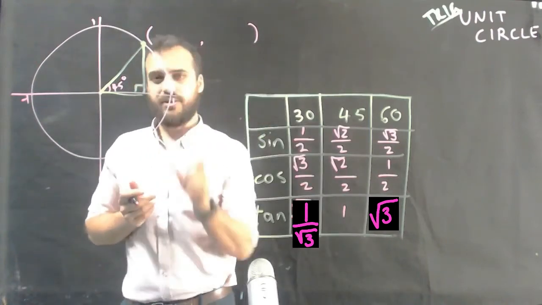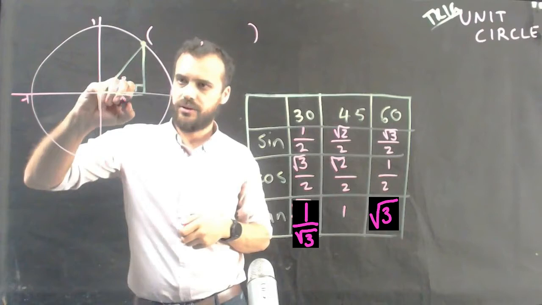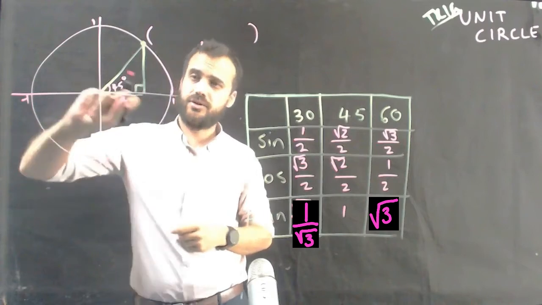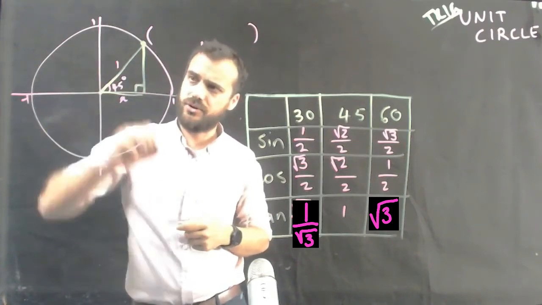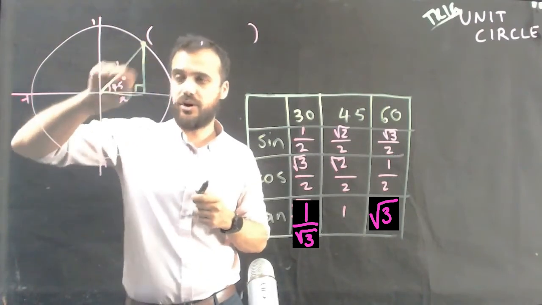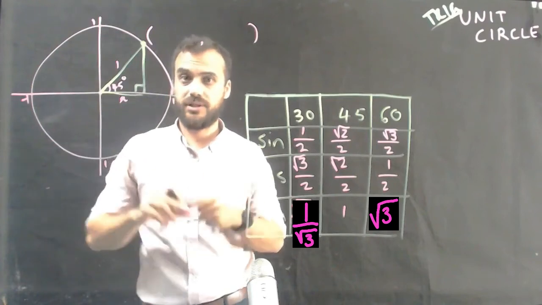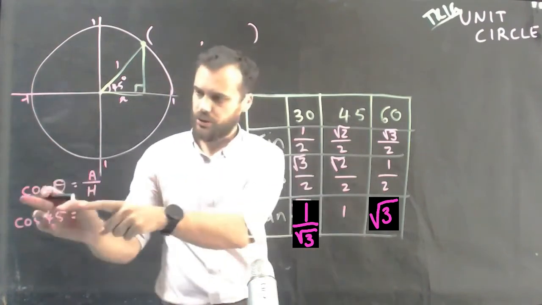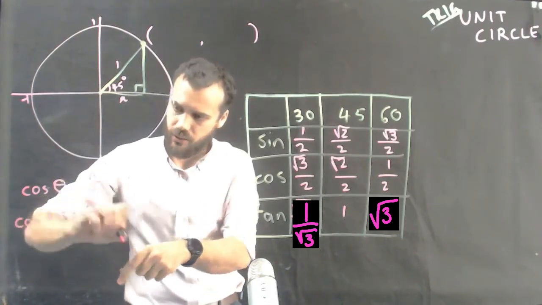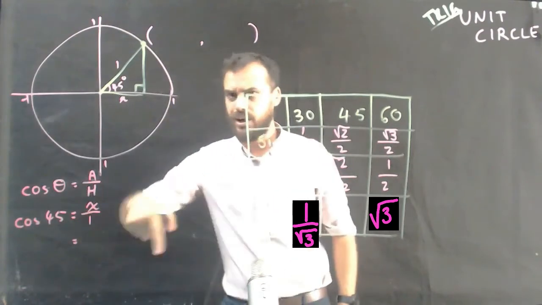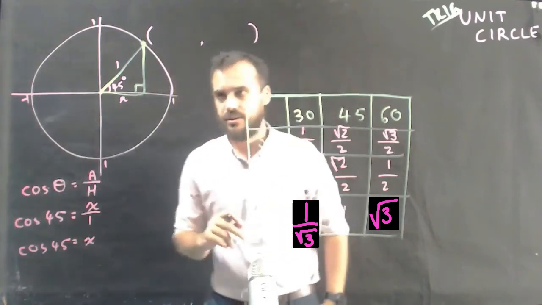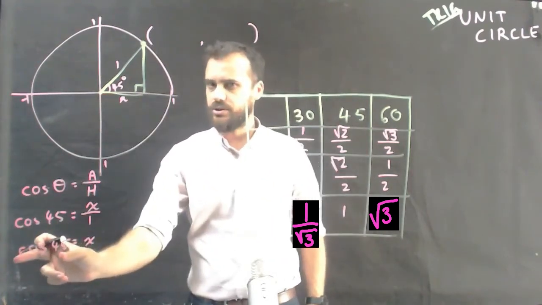So the first thing I want to know is here, the x bit. So I want to know what that length is right there. Now it's handy to know that this is a unit circle because the hypotenuse is equal to 1. So I have a side that I want to know, I know the hypotenuse is 1, and I have an angle of 45 degrees. I can do some trig with this. So cos theta is equal to adjacent over hypotenuse, which is x over 1. Now anything over 1 is just itself, so cos 45 is equal to x.